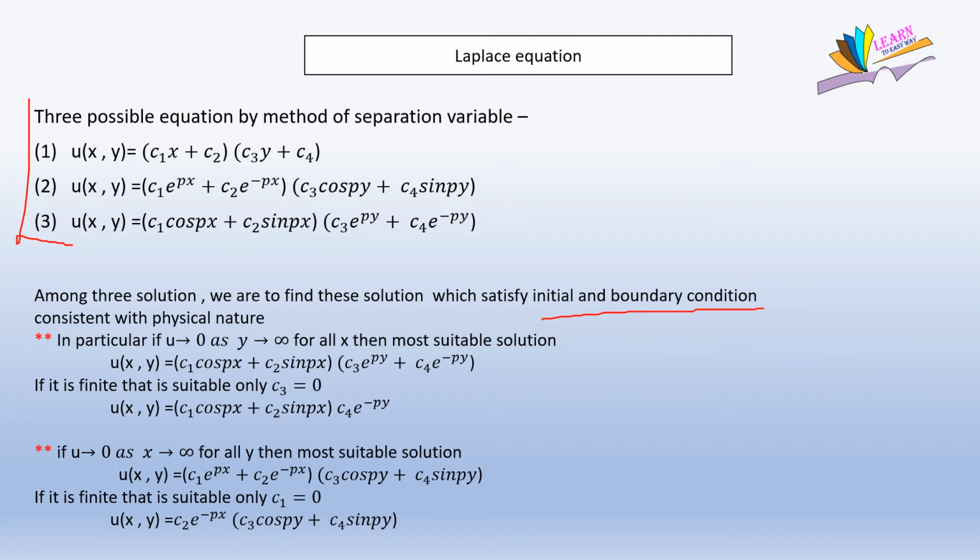If u tends to 0 as x tends to infinity for all values of y, then the most suitable solution of the equation is u of xy is equal to c1 e to the power px plus c2 e to the power minus px into c3 cos py plus c4 sin py. If it is to be finite, it is suitable only if c1 is equal to 0. And the equation will be finite if c1 is equal to 0.